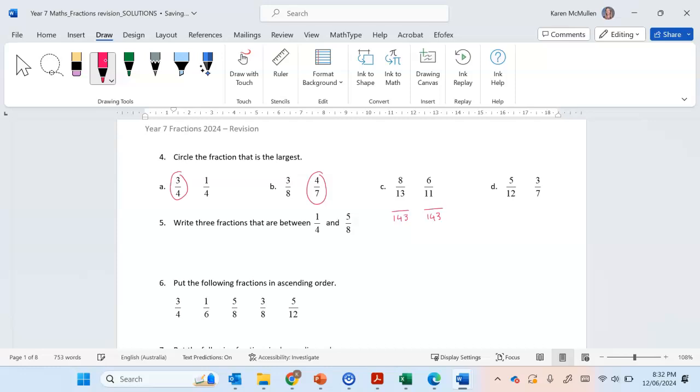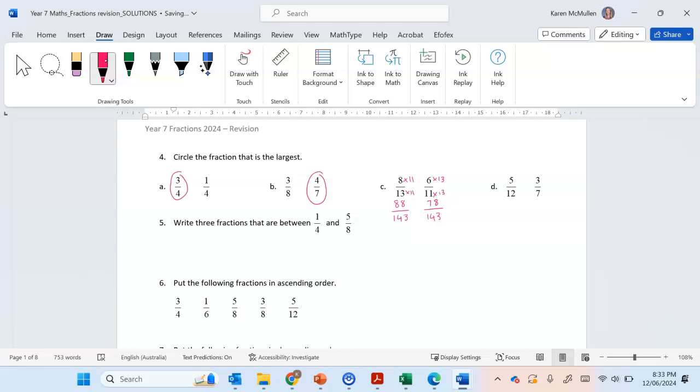All right, and what did I do to the top here? I multiplied it by 11, so that's going to be 88/143. And then for this one, we multiplied it by 13. So 6 times 13 is 78. Yep. All right, so we can see that comparison there.